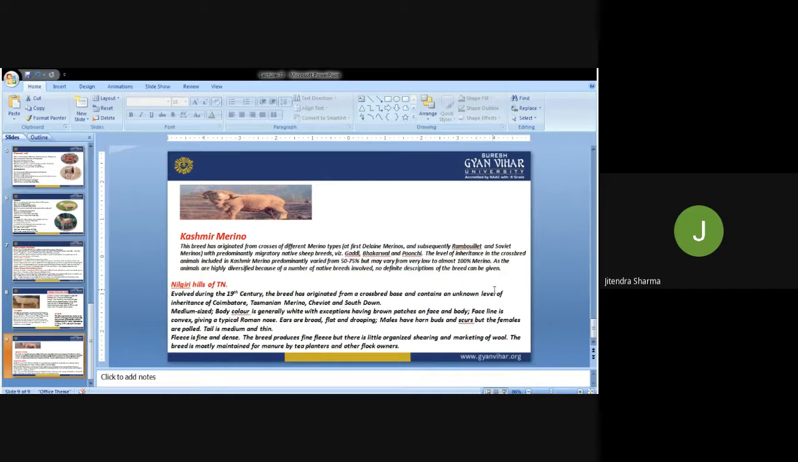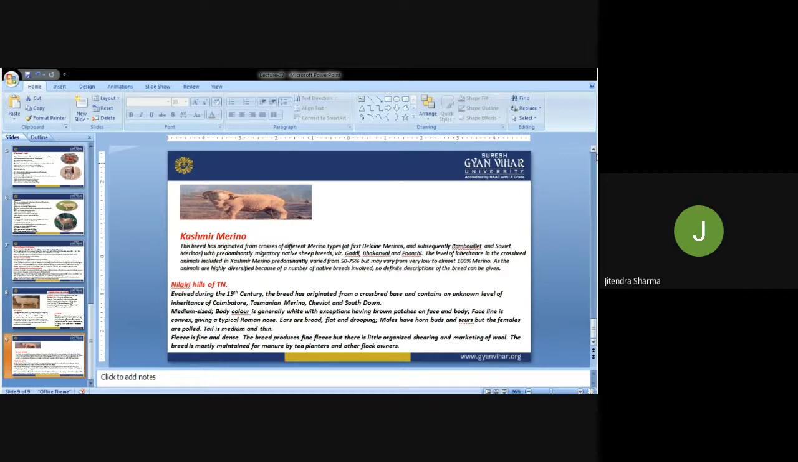Nilgiri, from the Nilgiri Hills of Tamil Nadu, was evolved during the 19th century. The breed originated from crossbreeding and contains Dorset, Coimbatore, Tasmanian Merino, then Cheviot and Southdown. So these are the various bloods we have used to develop this breed. It has a medium sized body, and the color is generally white with exceptions having brown patches on face and body. The face line is convex, giving a typical Roman nose. Ears are broad, flat and drooping. Males have horns and whiskers, but the females are polled. The tail is medium and thin. The fleece is fine and dense. The breed produces fine wool of around 2.5 kg. The breed is mostly maintained for manure by tea planters and other flock owners in the hilly area.